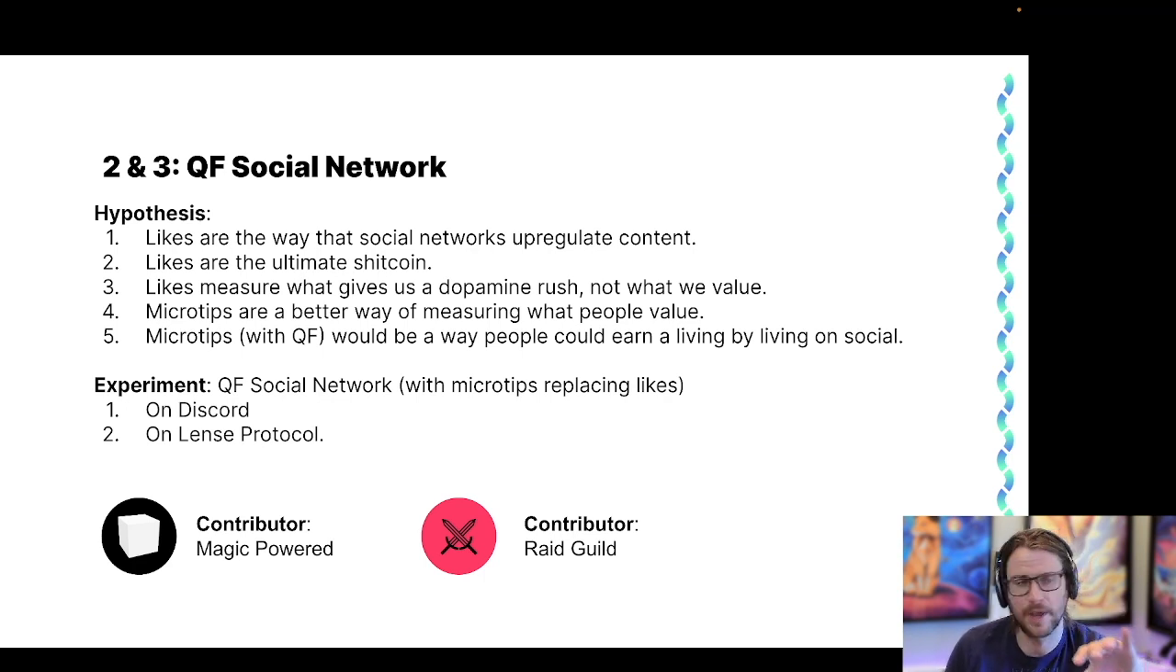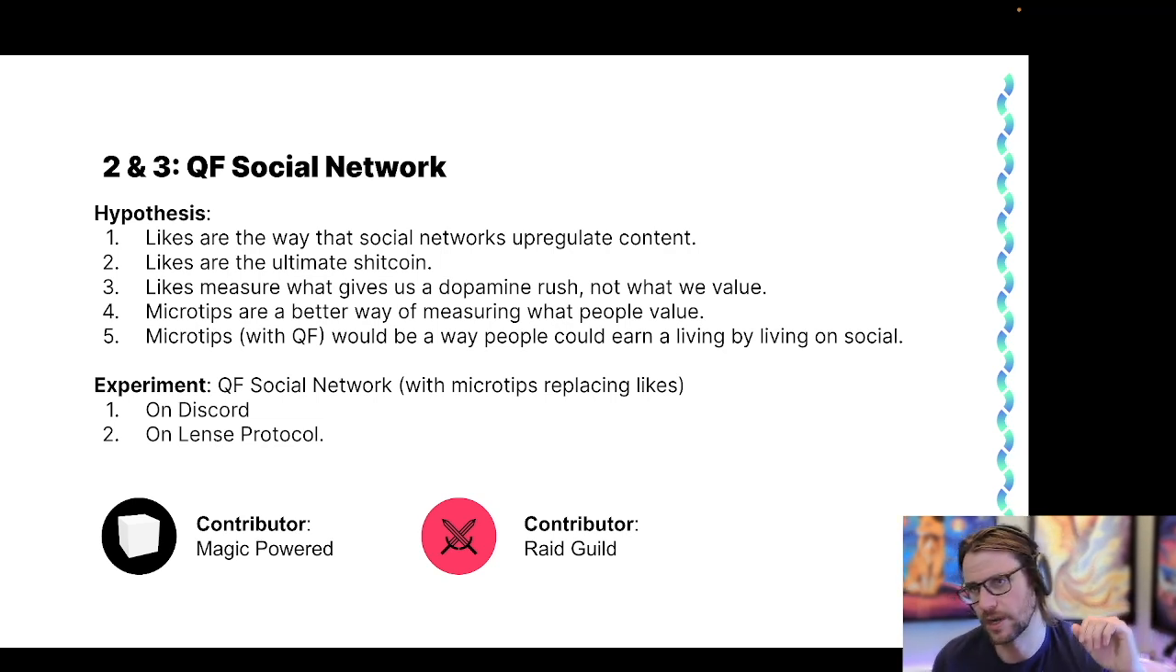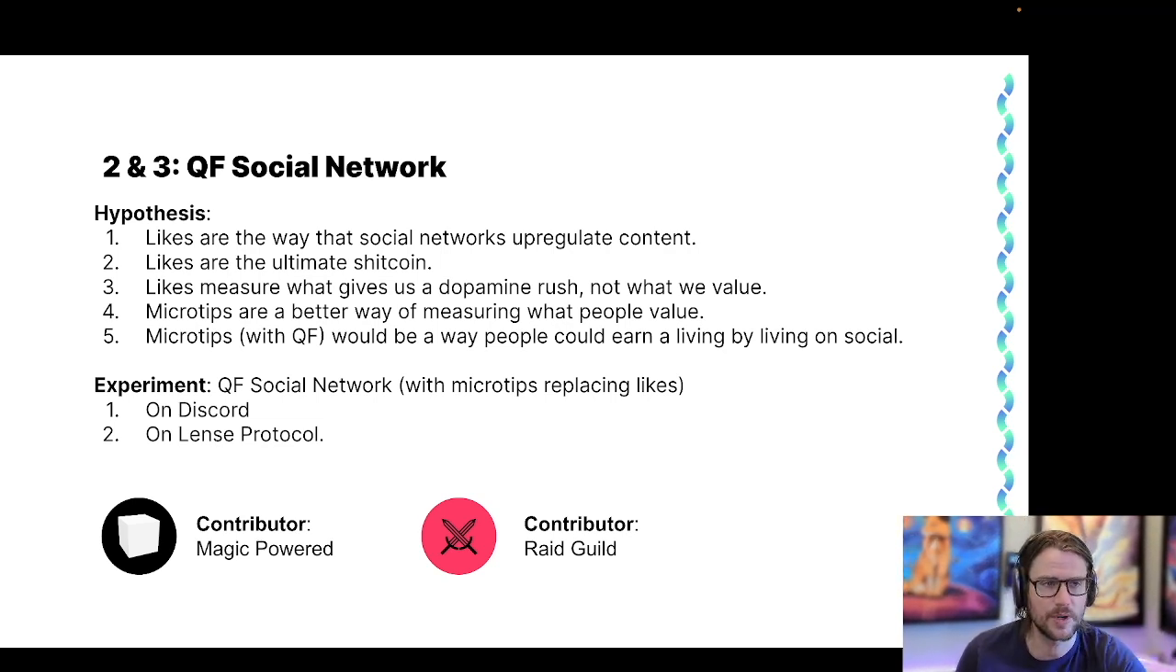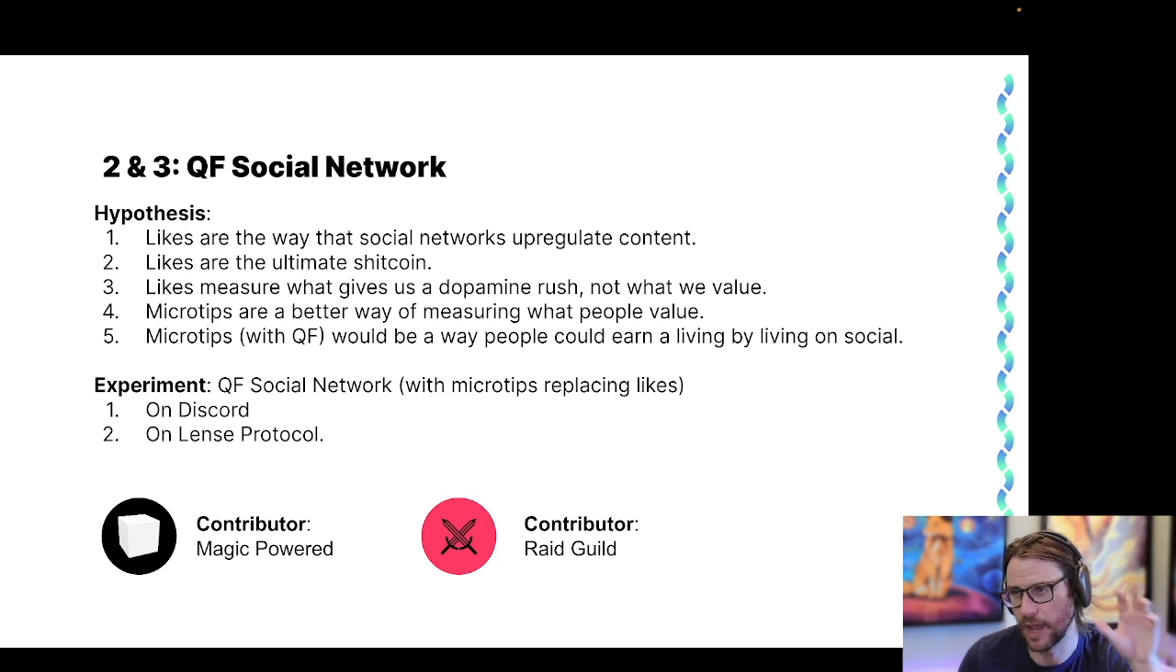So basically the hypothesis here is that social media is broken because social media relies too much on likes to upregulate content that is good for the social network. So basically you go on Twitter, you like something, if it gets enough likes, then it gets upregulated into the algorithm. But likes are kind of the ultimate shitcoin. There's infinite of them. Likes only measure what gives us a dopamine rush and not what we actually value as humanity or as individual humans.